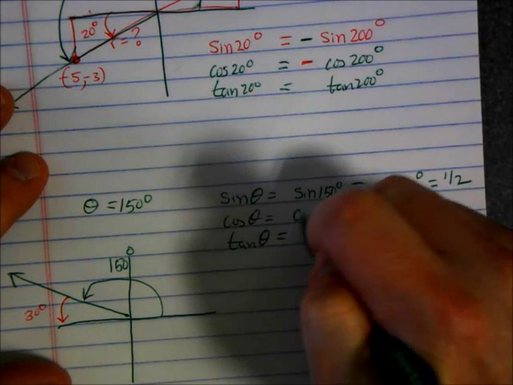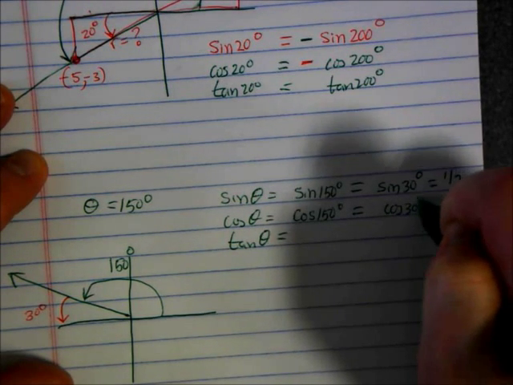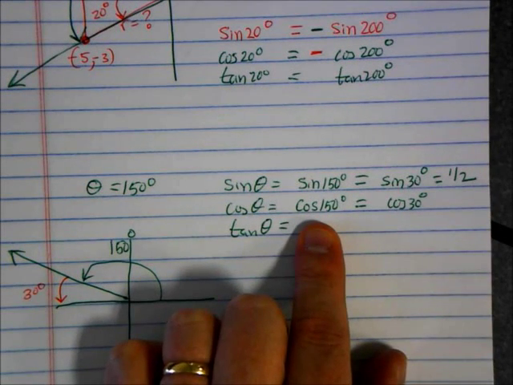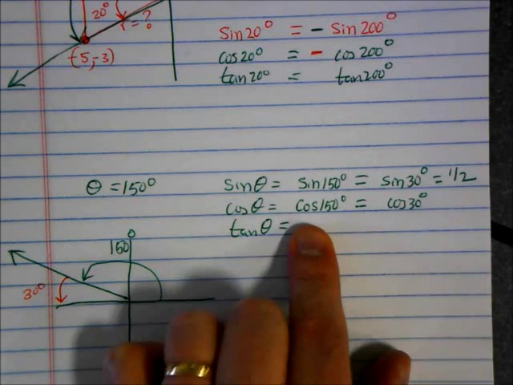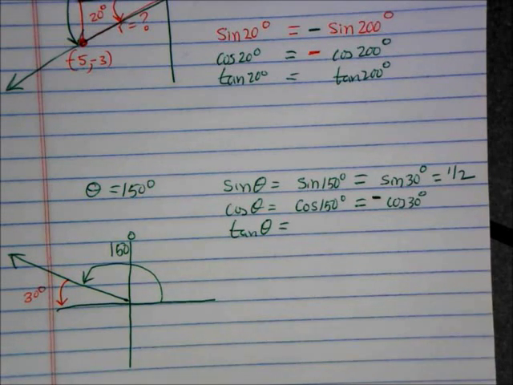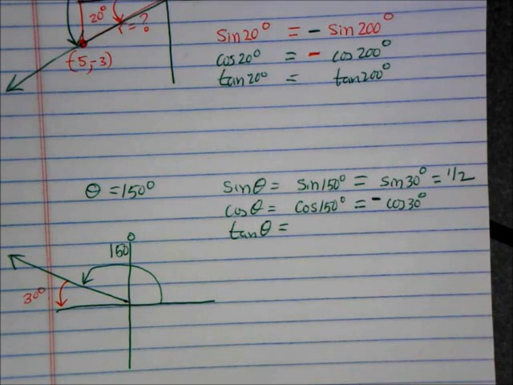The cosine of 150 degrees is exactly the cosine of 30 degrees, except I've got to worry about my pluses and my minuses. In quadrant number 2, cosine is negative. So cosine of 150 is going to be the same as cosine of 30 if I put a minus sign in front of it. Cosine of 30? Square root 2 over 1/2? Negative 1/2? No, square root of 3 over 2.